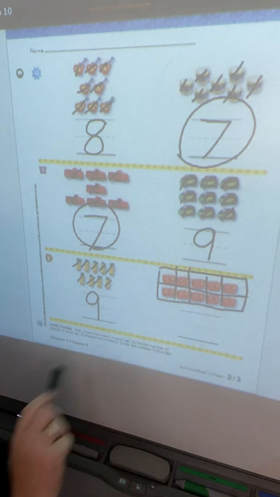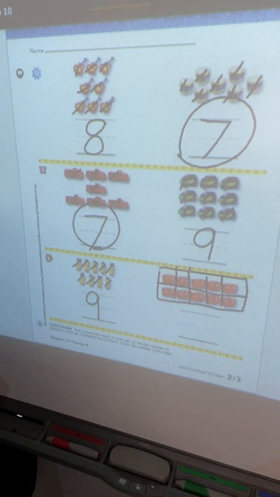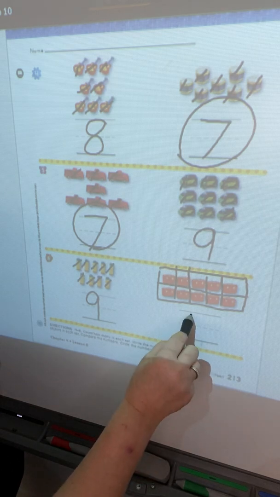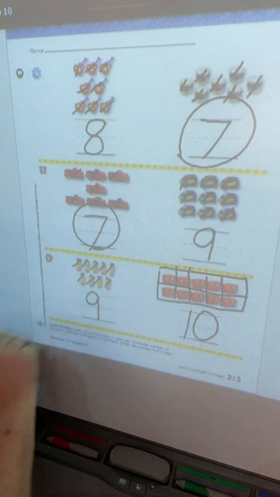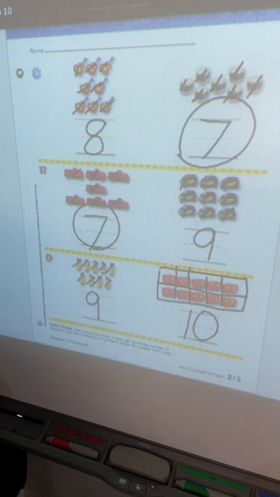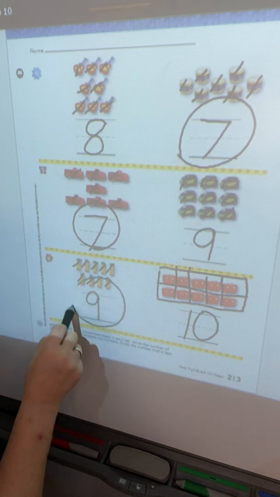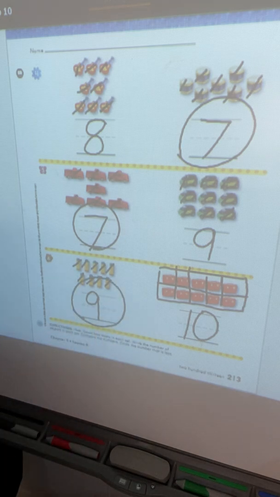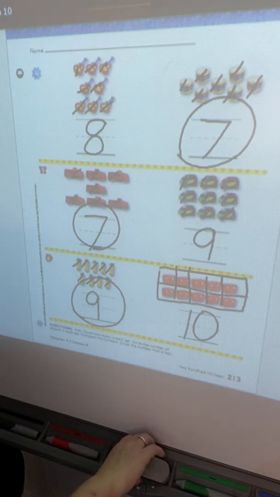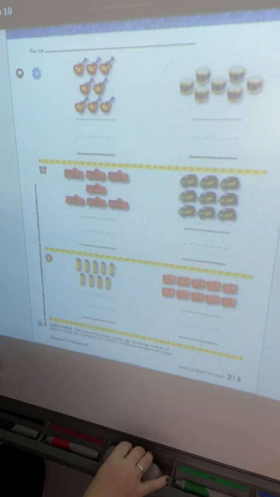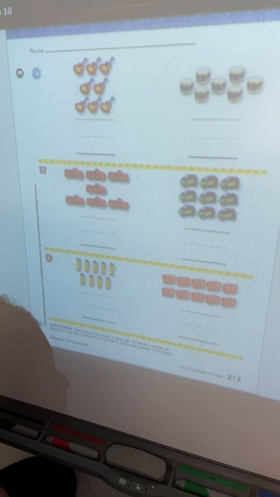Well, if I just drew that 10 frame, guess how many there are? If every box is full, there are 10. Now comparing those numbers, 10 and 9, which one is less? 9 is less. It is the smallest number. You are correct. Okay, friends, let's go on to the very last page. You're doing a great job comparing numbers.